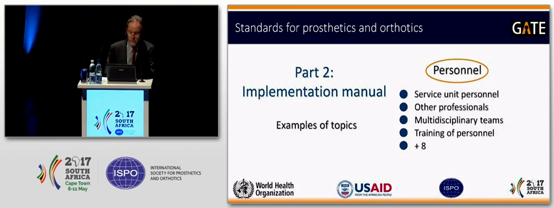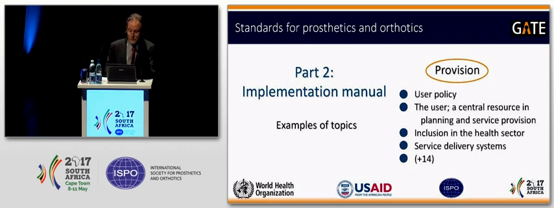For the personnel chapter, it discusses the core personnel needed, the prosthetics and orthotics personnel, and then other professionals involved in prosthetics and orthotics service provision, and the multidisciplinary approach. And it talks about training of personnel, that may be the core personnel and also other professionals. And then another 8 topics in that chapter.